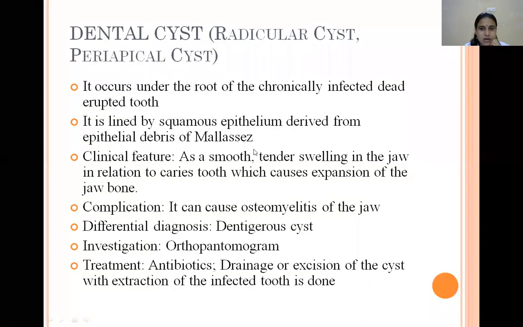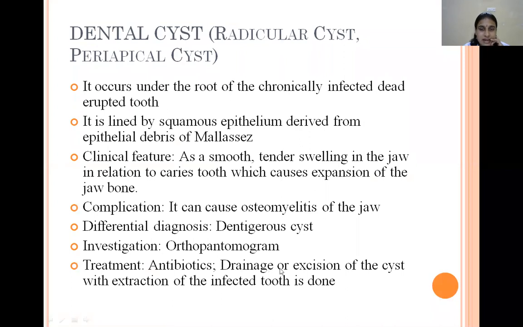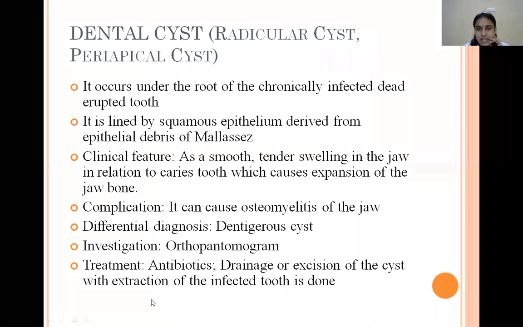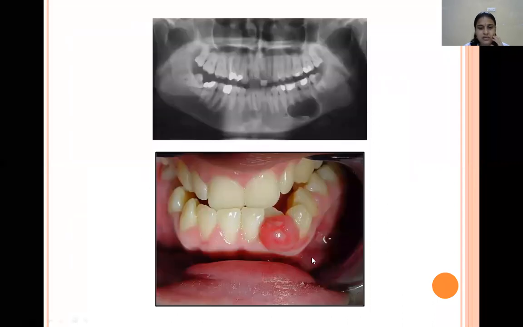The treatment is obviously, as there is infection, you have to give drainage. You have to give antibiotics. If there is accumulated pus, then you have to go for drainage of the cyst, and later on complete excision of the cyst along with the excision of the infected tooth. So this is important. The infected tooth along with the cyst has to be excised on a later date. Okay.